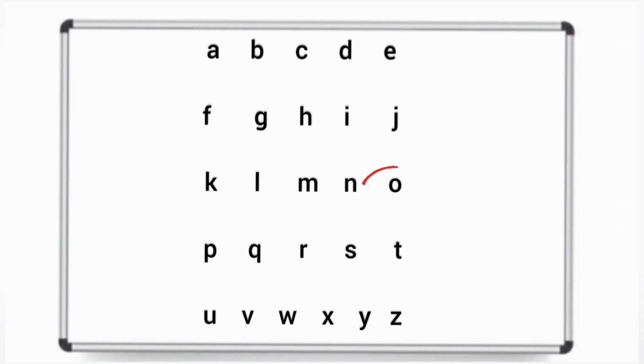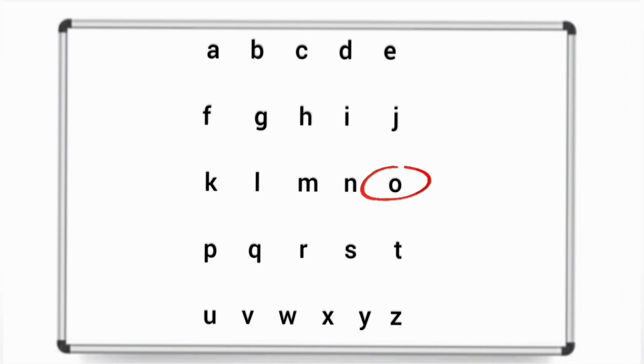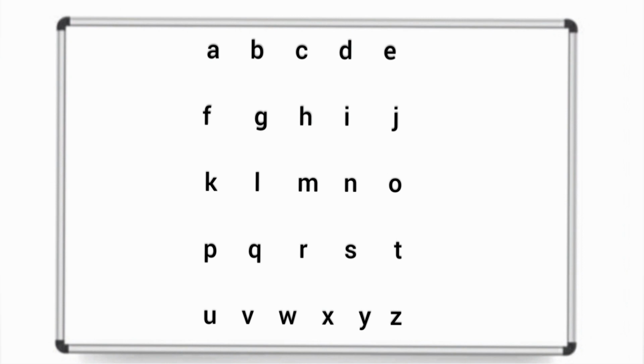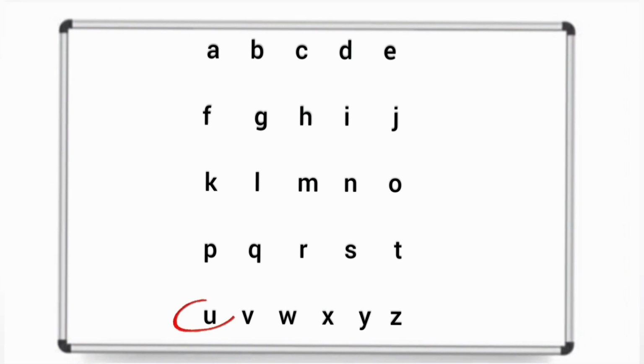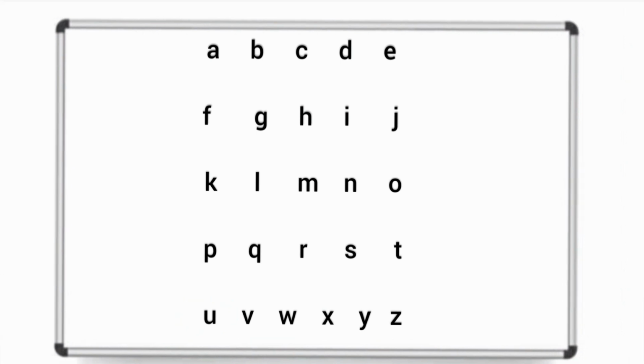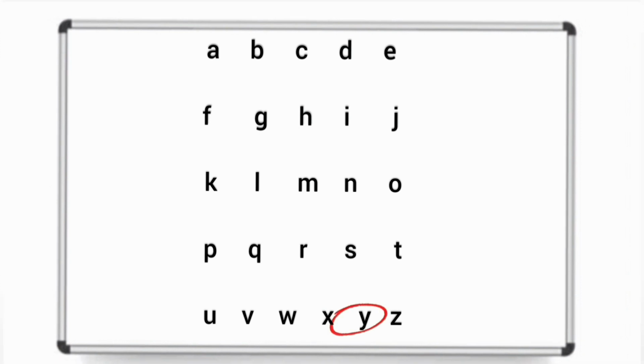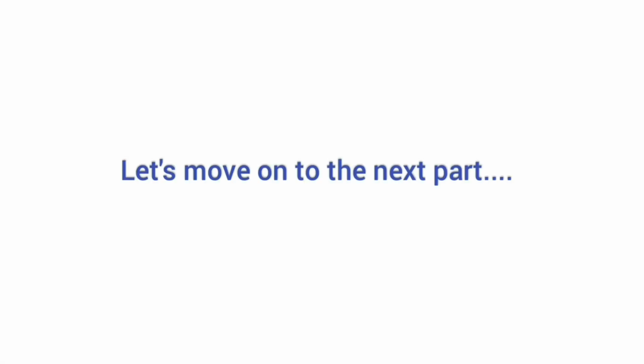O is another vowel. P, Q, R, S, and T. These are all consonants. U is the last main vowel. V consonant. W consonant. And X consonant. Y is the special vowel, and we'll talk about it more later on. And Z is the last letter, and it is a consonant. Let's move on to the next part.